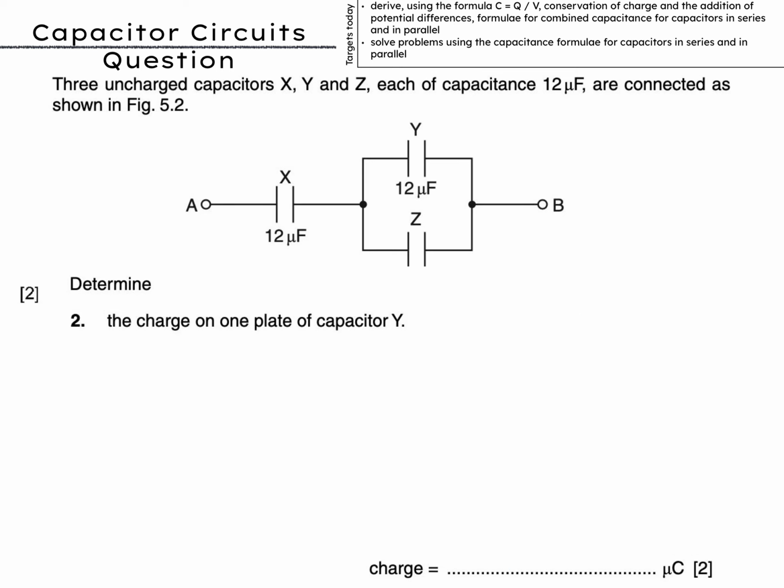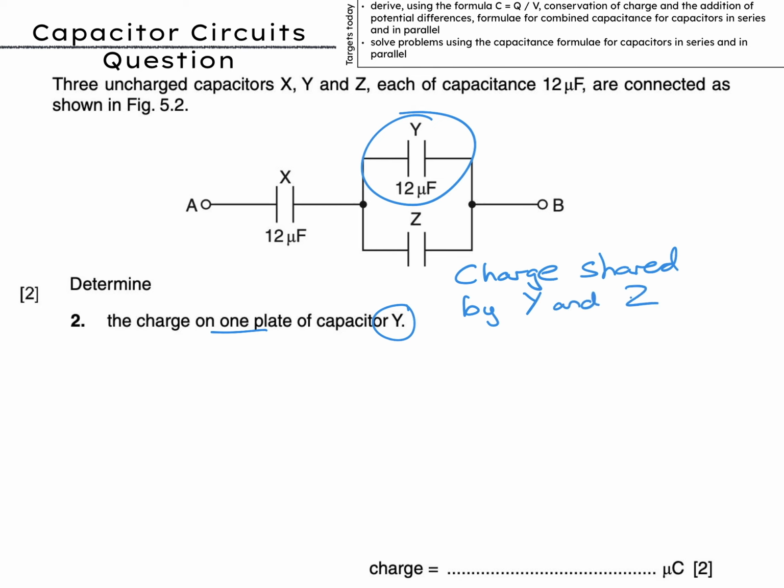And finishing off, we want the charge on one plate of one of the capacitors in parallel. Well, there are 2 approaches. I would simply state that the charge is shared equally by the 2 capacitors in parallel, quoting Kirchhoff's first law if I had to, and then answer 36 microcoulombs. Done.